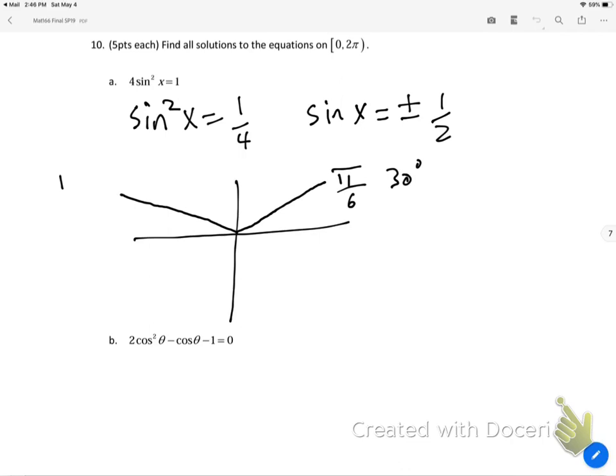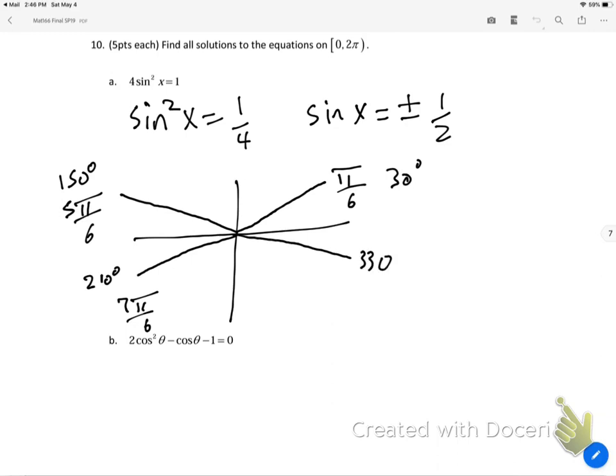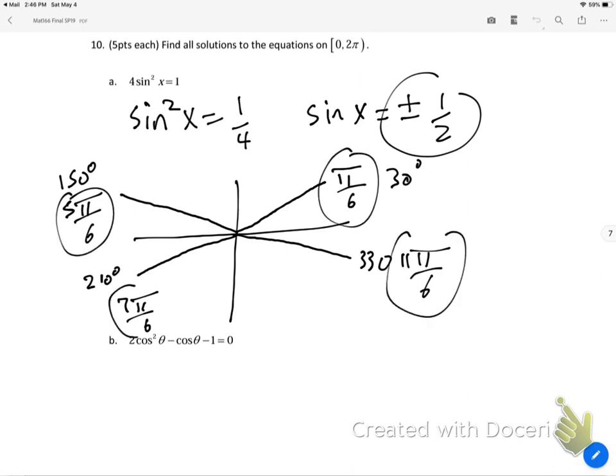Therefore, if that's 150 degrees, that's 5 pi over 6. This is 210 degrees, or 7 pi over 6. This is 330, or 11 pi over 6. Remember, plus and minus. So those, sorry, that's 11 pi over 6. Okay, so those are my 4 solutions.